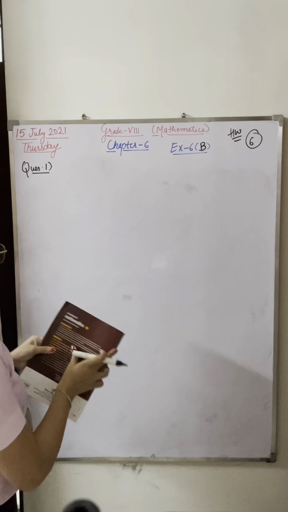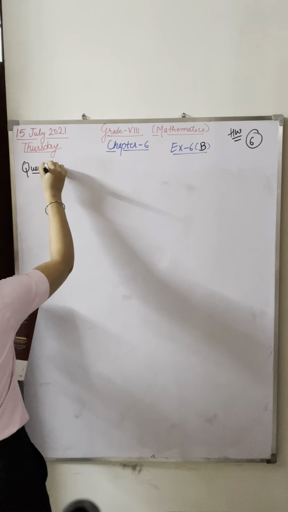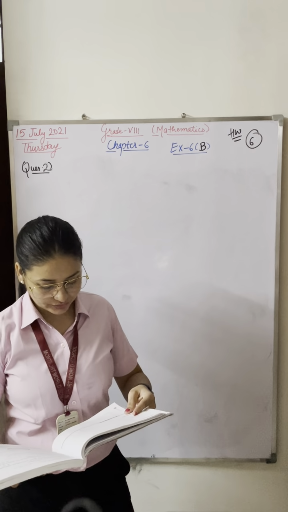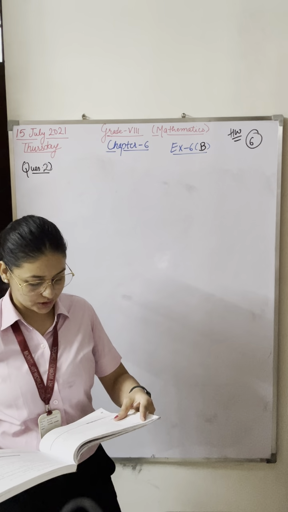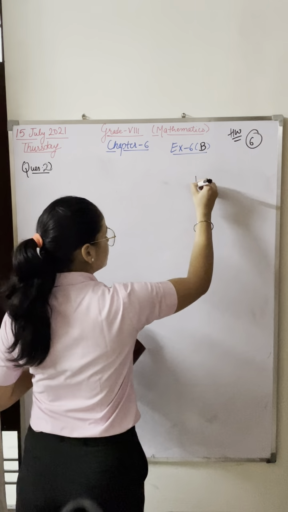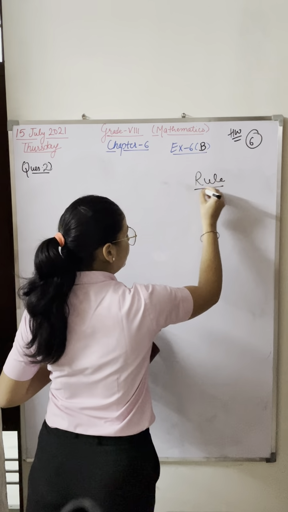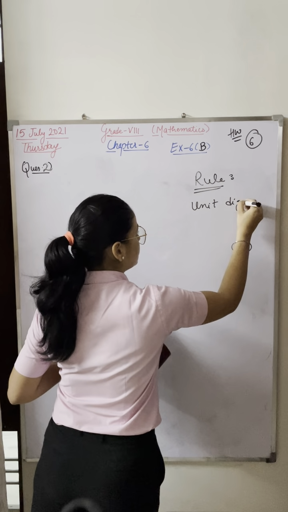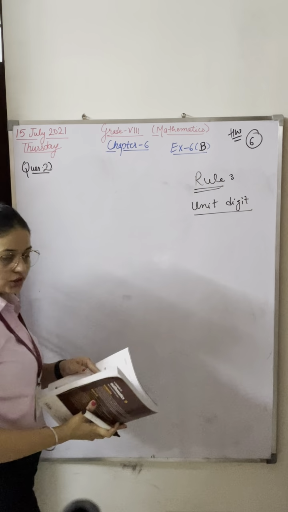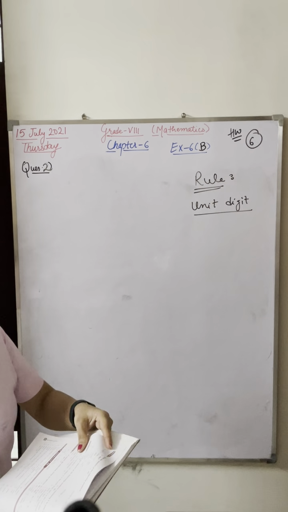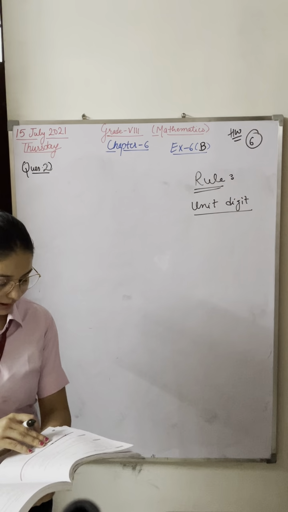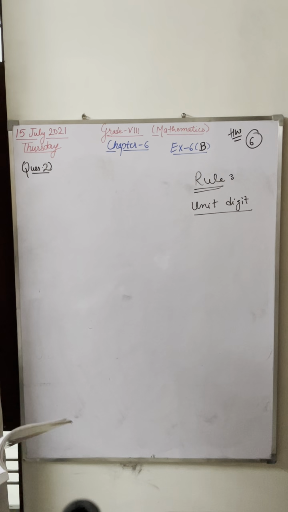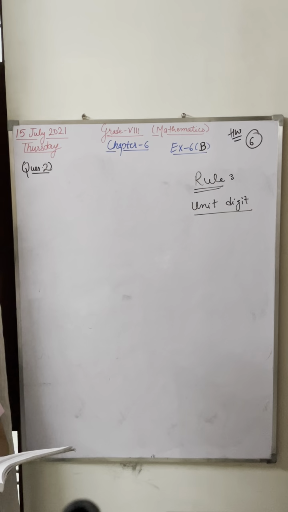Now, second question is, what will be the unit digits of squares of the following numbers? Now, there is a rule to find out the unit digits if the numbers are given to you. These are the numbers given to you. You have to find out the units of these numbers. So how can we find out?